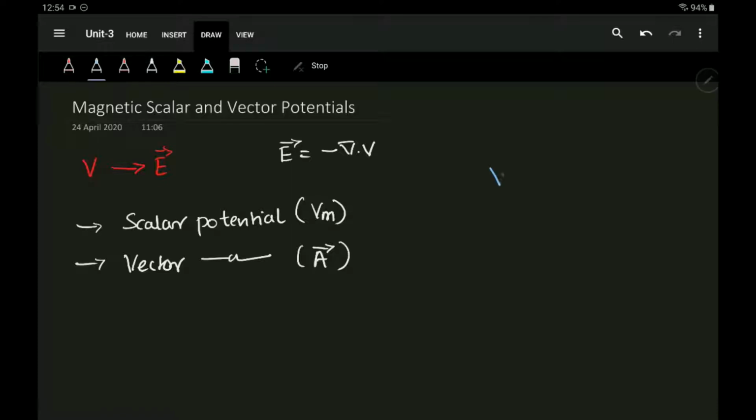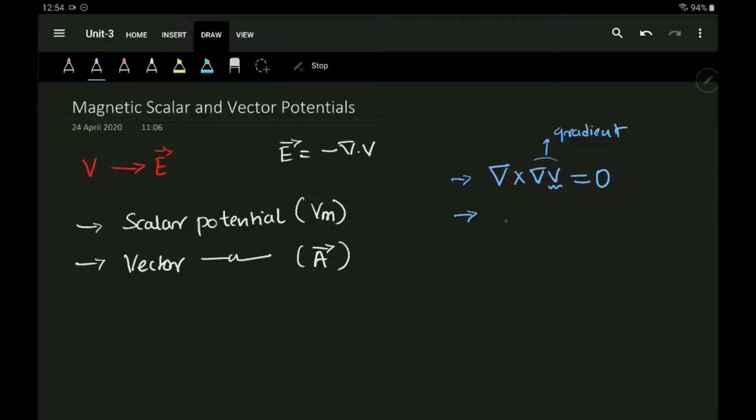The first property which we'll be using is that the curl of the gradient of a scalar quantity will always be equal to 0. Because this V is a scalar quantity for me, this forms a gradient, because I am taking del of a scalar quantity. So the curl of this will always be equal to 0. That is the first property.